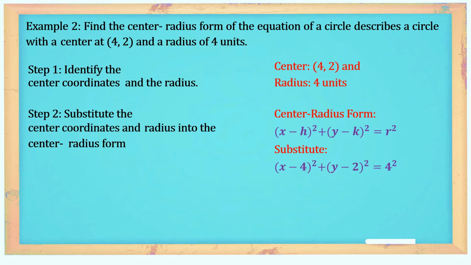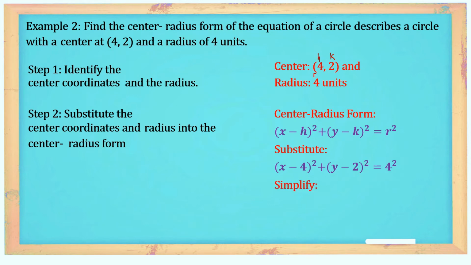Okay, so yung h, papalitan siya natin ng 4 at yung k ay papalitan naman natin ng 2. Then yung r, papalitan natin ng 4. Okay? So that will become quantity of x minus 4 squared plus quantity of y minus 2 squared equals 4 squared. Then simplify it further.